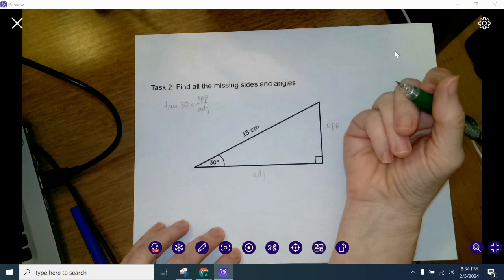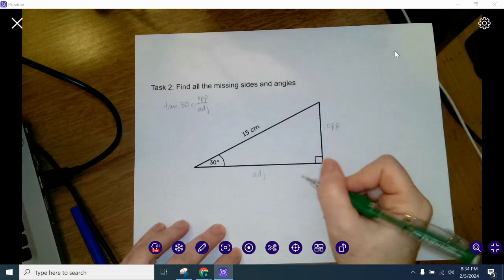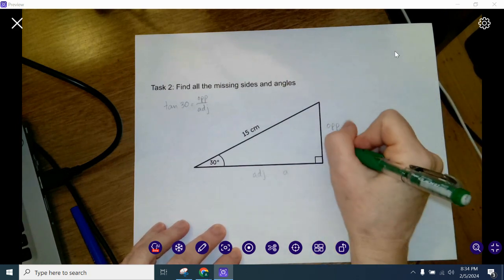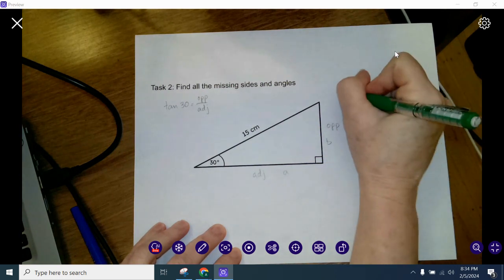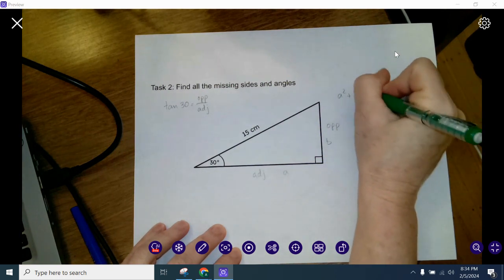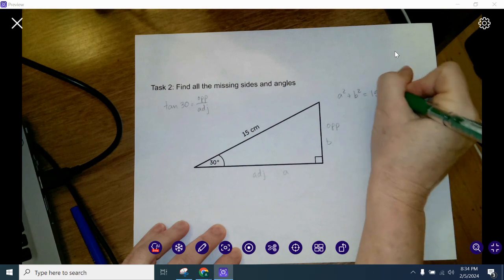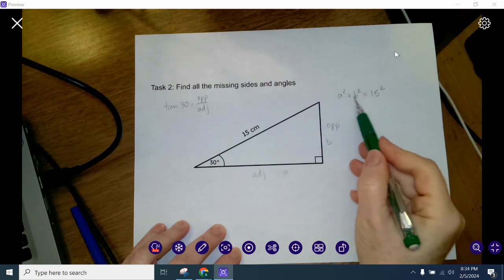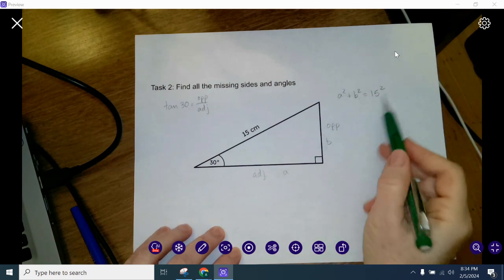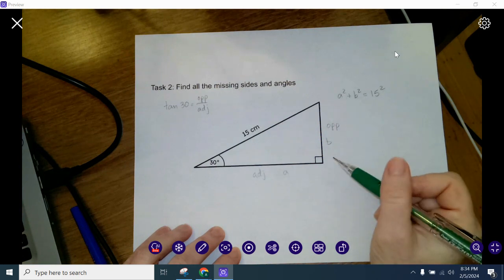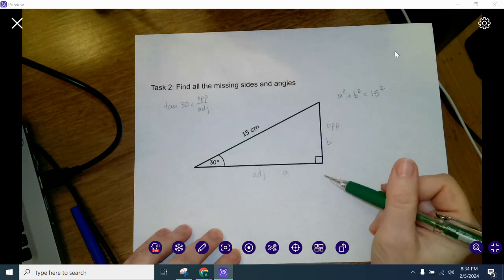I can't use the Pythagorean theorem because if I was trying to use the Pythagorean theorem, this would be A and this would be B. And so I would have A squared plus B squared is equal to the hypotenuse squared. Again, I don't have numbers for either one of these. I can't solve a single equation if it has two missing numbers. I need to have only one missing number.